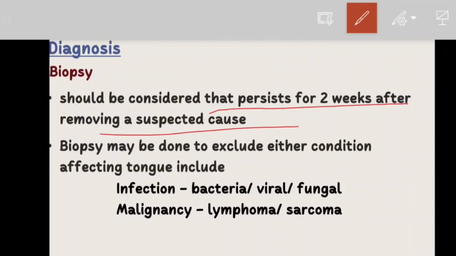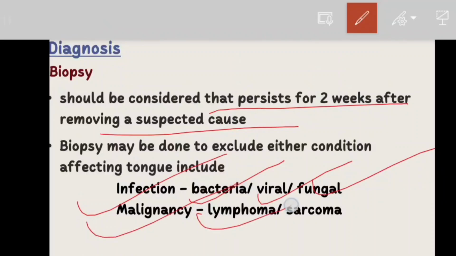So why do we need to think about the other conditions? Because an ulcer on the tongue is not always Riga-Fede syndrome. Other possibilities include infection, which can be bacterial, viral or fungal. Second one is malignancy, so it can be lymphoma or sarcoma.